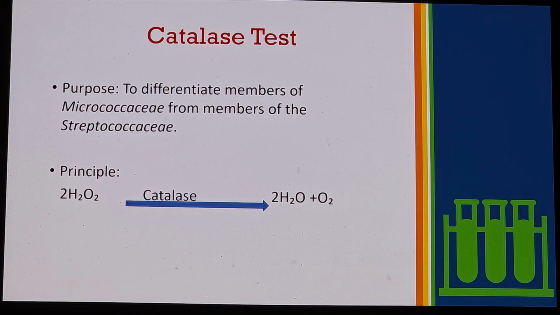Catalase enzyme is mainly present in aerobic and facultative organisms and absent in anaerobic organisms. And hydrogen peroxide, if allowed to accumulate in the bacterial cell, is lethal. So catalase enzyme is mainly helpful for the bacteria to survive inside the human body.